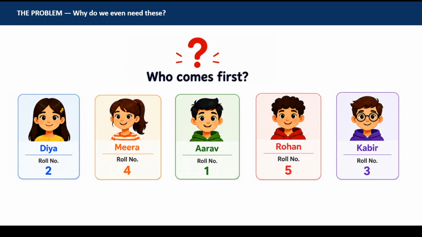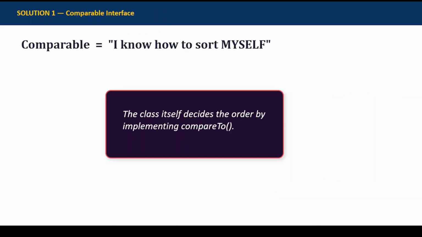I ask you to arrange them. So what question comes to your mind? Arrange according to what? Arrange by name or by roll number? Exactly, right? Unless someone tells us the sorting rule, we cannot arrange them. This is exactly the same problem Java faces. So to fix this, Java supports two interfaces. The first one is Comparable, the second one is Comparator.